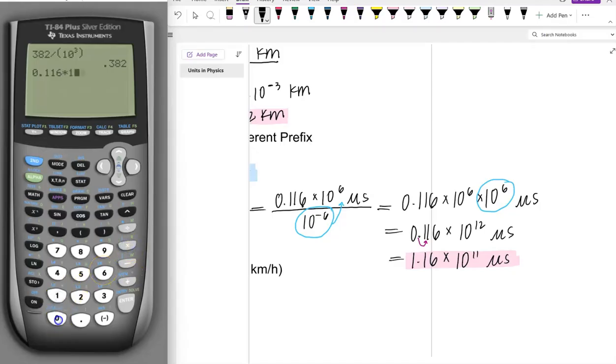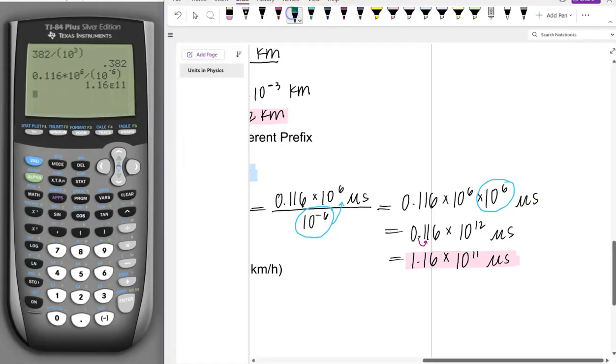We'll go times 10 to the power of 6 divided by, let's put this in parentheses, 10 to the power of negative 6, and press enter. Now our calculator looks a little weird. It has that E in it. That E is just what your calculator gives you instead of times 10 to the power of. So that 1.16 e to the 11 is really the same thing as this times 10 to the power of 11.